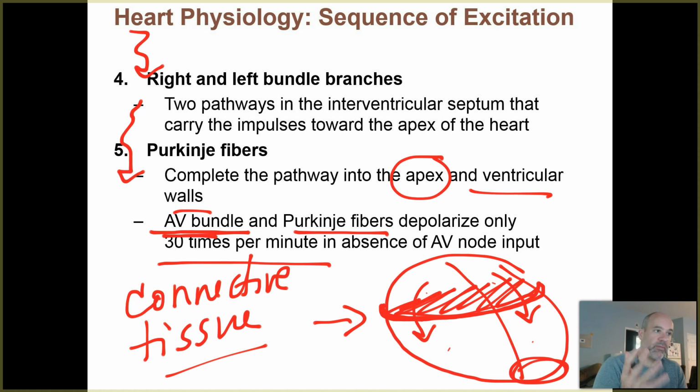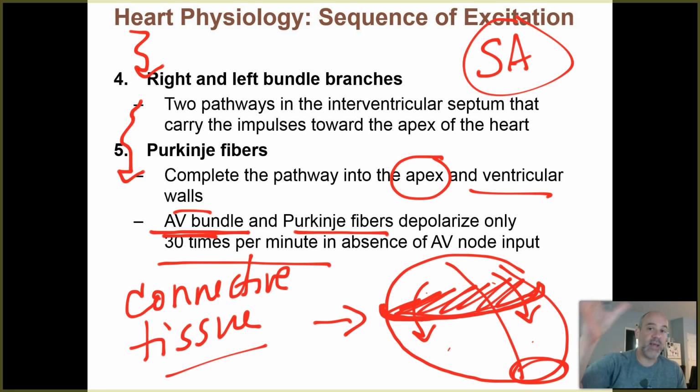So if you have a normal functioning heart, the SA node takes over. It's the pacemaker because it's depolarizing on average 75 times per minute. And because it's setting the pace, depolarizing first and spreading the action potentials to the AV node through the AV bundle, Purkinje fibers, etc.